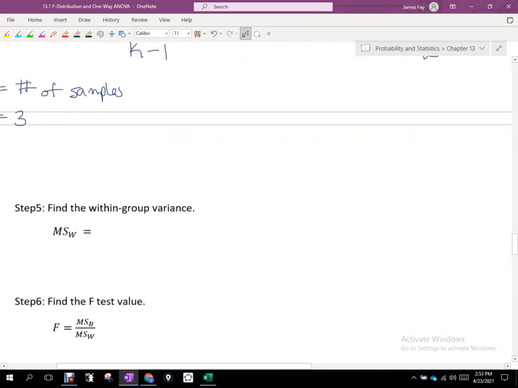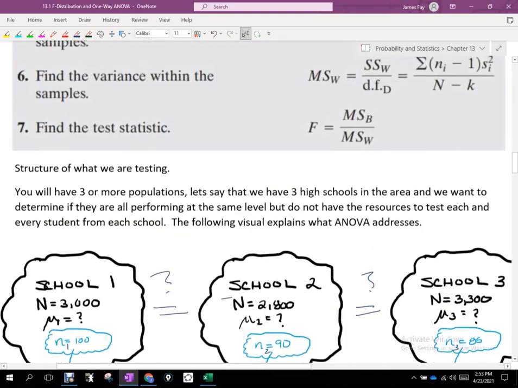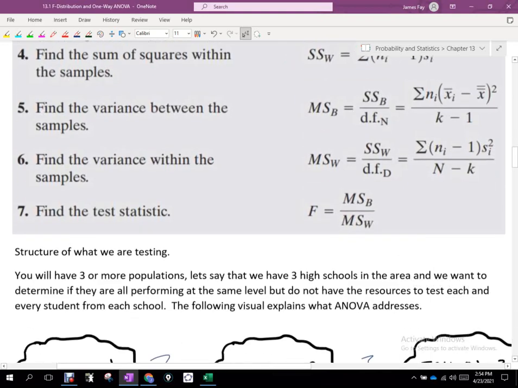Now we have to do MS sub W. Okay? MS sub W is this formula here. We're going to take the sum of n sub i minus 1 times s squared sub i, so that's your variance that we established earlier in Excel, and then we'll divide that by N minus k.